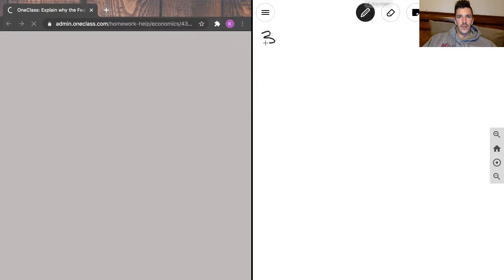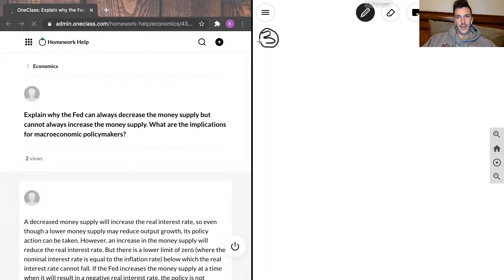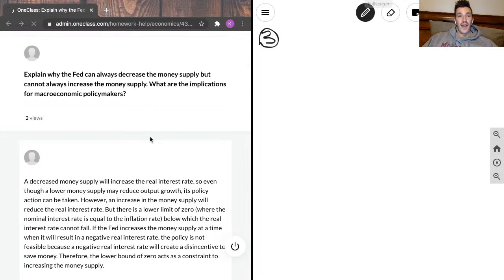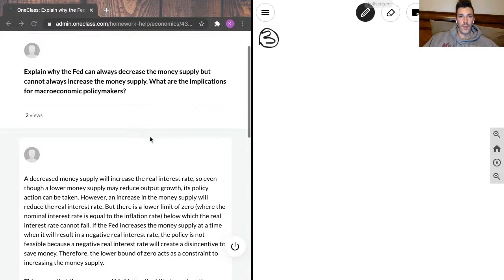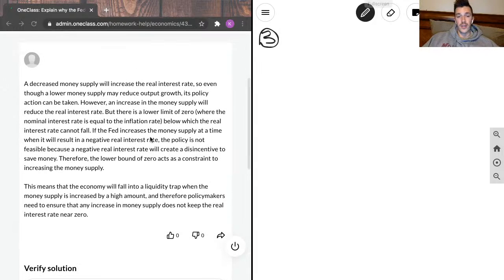Moving on to question 3. Explain why the Fed can always decrease the money supply, but cannot always increase the money supply. What are the implications for macroeconomic policymakers? And our junior tutor said a decreased money supply will increase the real interest rate. So even though a lower money supply may reduce output growth, this policy action can be taken. However, an increase in the money supply will reduce the real interest rate, but there's a lower limit of 0, where the nominal interest rate is equal to the inflation rate.